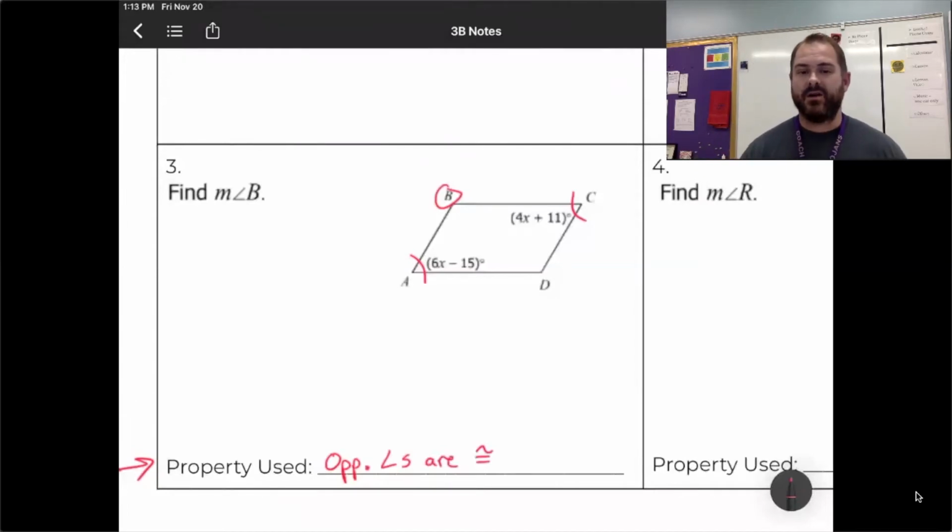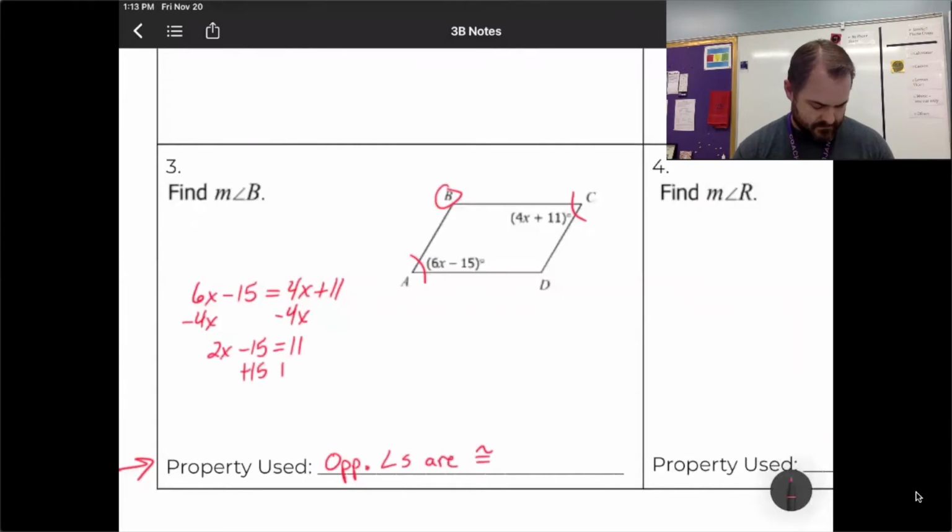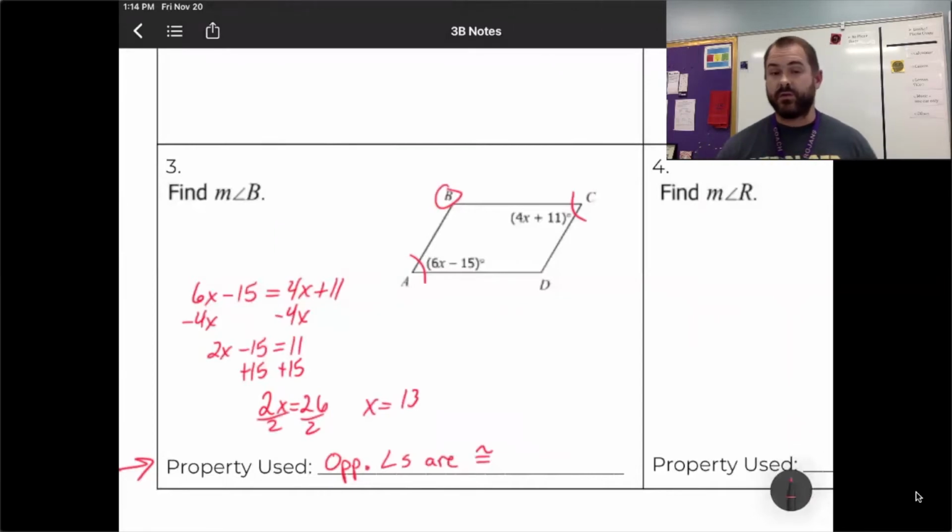Okay, and if they are congruent, that means these are equal values. So my equation is 6x minus 15 has to equal 4x plus 11. All right. Now, to solve this, you guys should know how to do that. So I'm going to kind of speed through this and show you what the value of x is. We get x should equal 13.